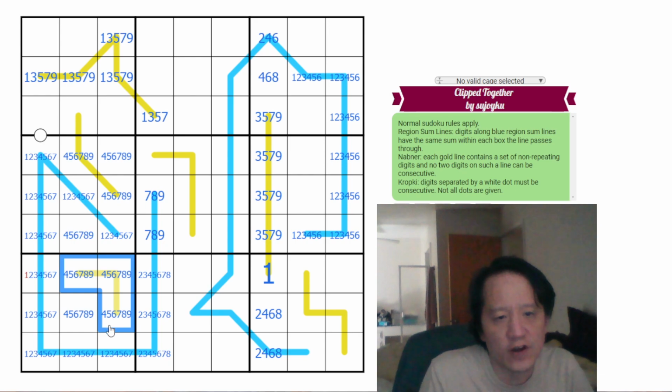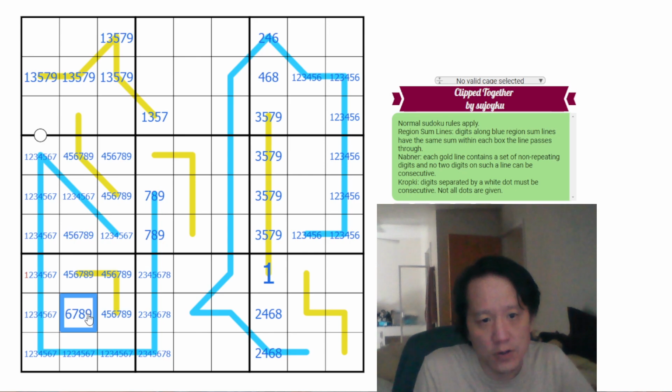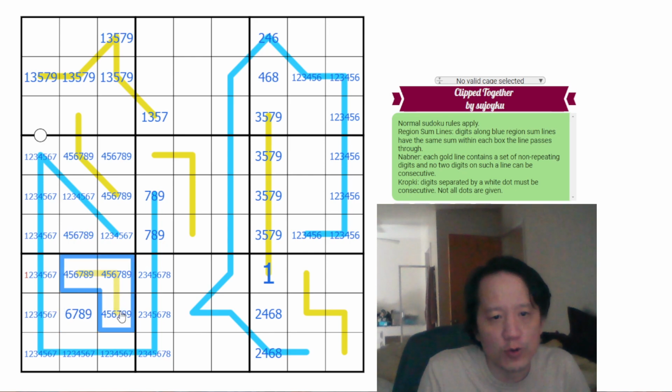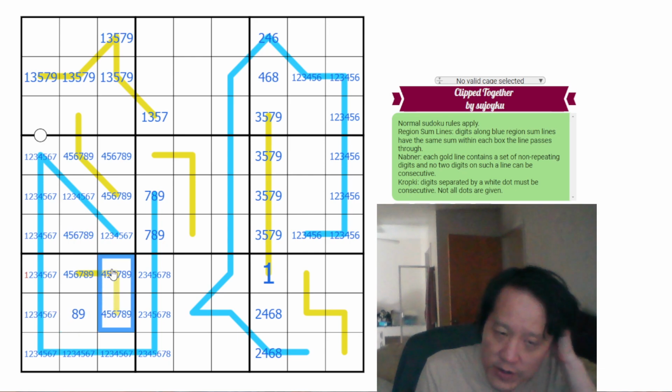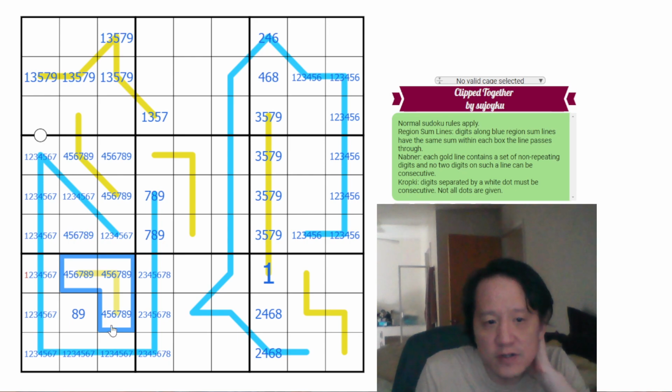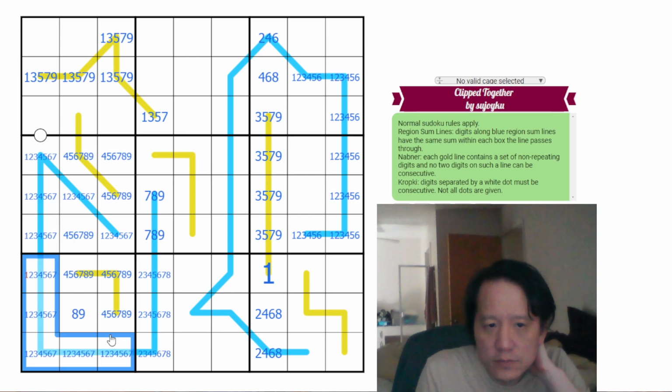This is 4 or 5. This has to be 4 or 5 also. So the 4 or 5 cannot be here. You can only have one of 8 or 9 here, so this has to be an 8 or 9. So one of 8 or 9 is here, one of 6 or 7 is here, one of 4 or 5 is here. So this is one of 8 or 9.